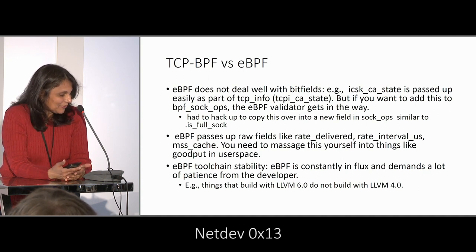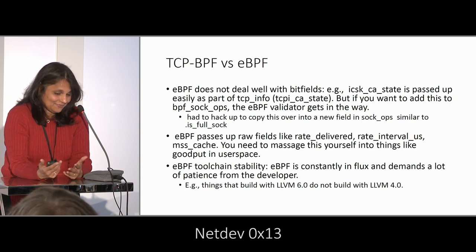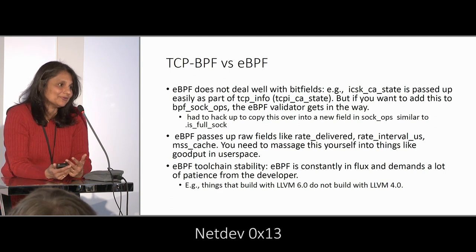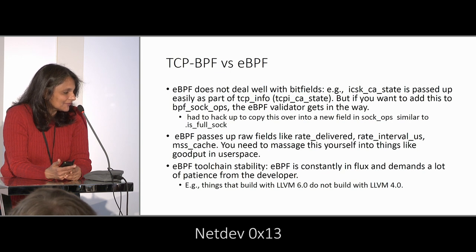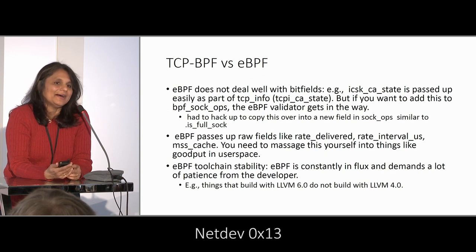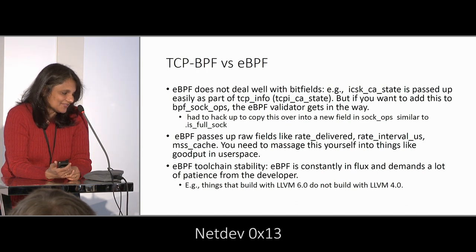For example, all the stuff that's tracked in the kernel for rate interval, MSS cache: if what's in the TCP info is confusing, what's in the kernel is even more confusing, because you have to transform it to get the real value that you want to look at. And then there was the stuff about CA state. It's a couple of bits, two or three, I don't remember how many. To pass that through the BPF validators takes some gymnastics. It's not obvious.